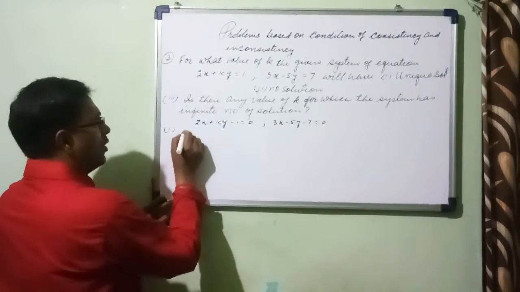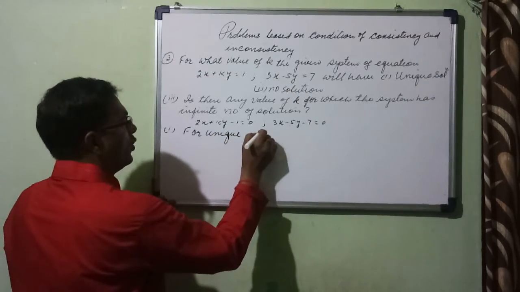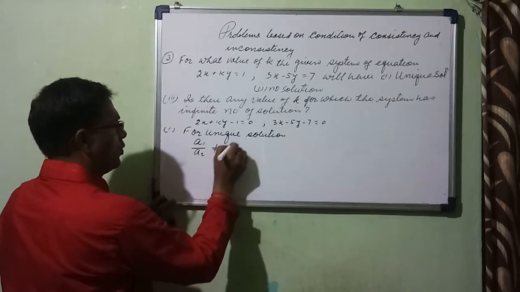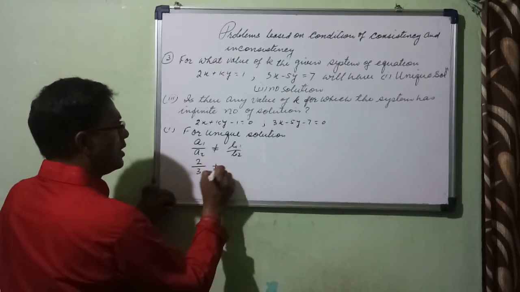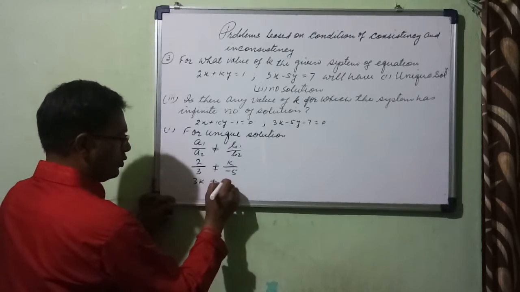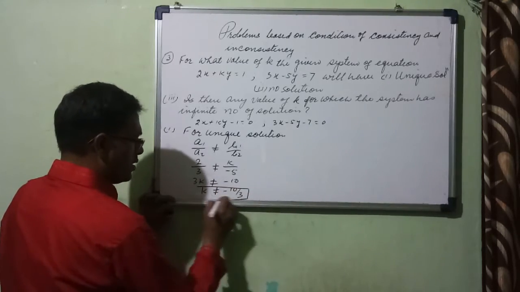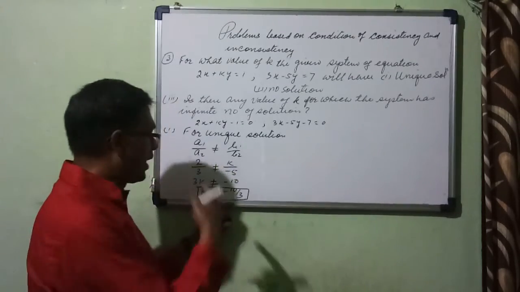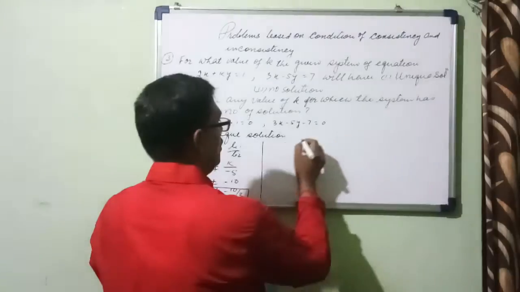The first one is for a unique solution. What do you have? You can have a1 by a2 is not equal to b1 by b2. Now a1 is 2, a2 is 3, not equal to k by minus 5, and 3k is not equal to minus 10. So k is not equal to minus 10 by 3. So this is the only value of k. Except k is equal to minus 10 by 3, any value of k will give the unique solution.